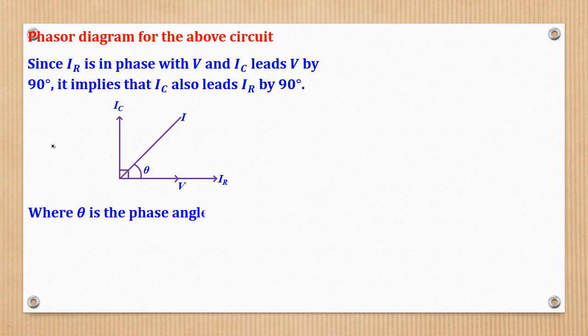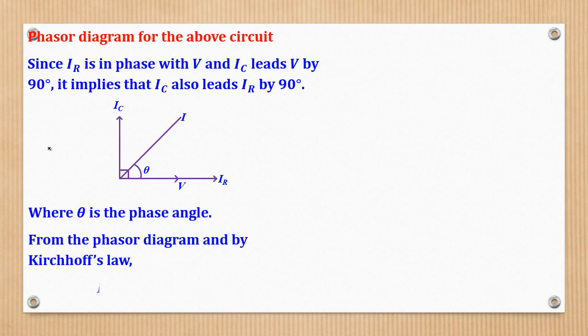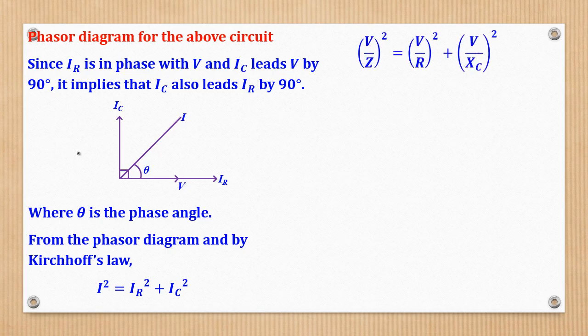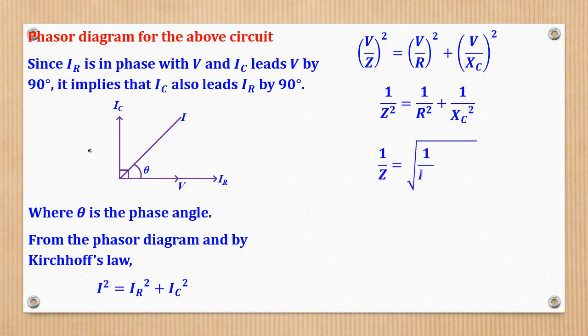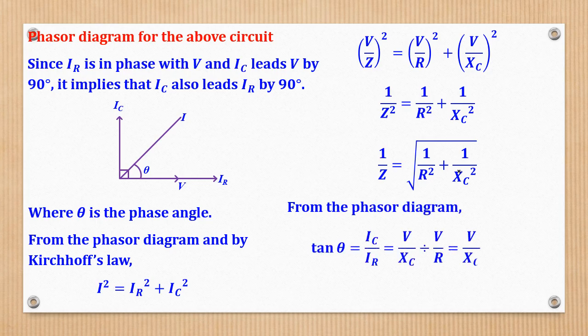So I can use Pythagoras theorem to get the total current. Substitute and cancel out the V's, then put the square root. So similar to the previous one, only that what has changed was this. Instead of putting their inductive reactance, you have put their capacitive reactance. Same applies to the phase angle. Instead of putting XL, we shall put XC. Like that.